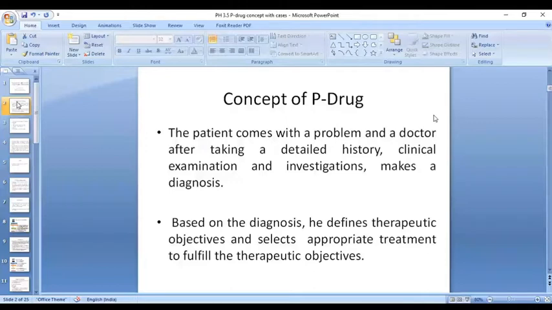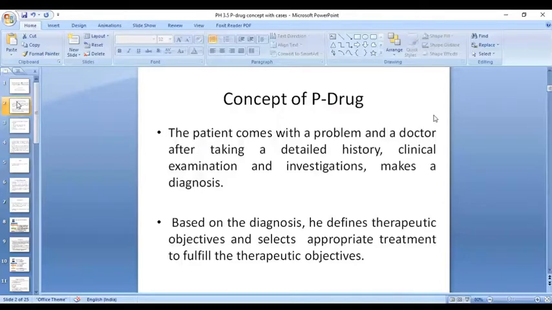So for a cough, it could be an antitussive, say, a syrup, or it could be advice that he takes steam inhalation because it's a post-viral cough that doesn't require any kind of medication. Or maybe it's a cough related to tuberculosis, so you start the patient on ATT, or anti-tubercular treatment. This appropriate treatment will then fulfill your therapeutic objective, which is that you want the patient's cough to improve, or you want the disease to be taken care of. So these are the steps in rational prescribing.